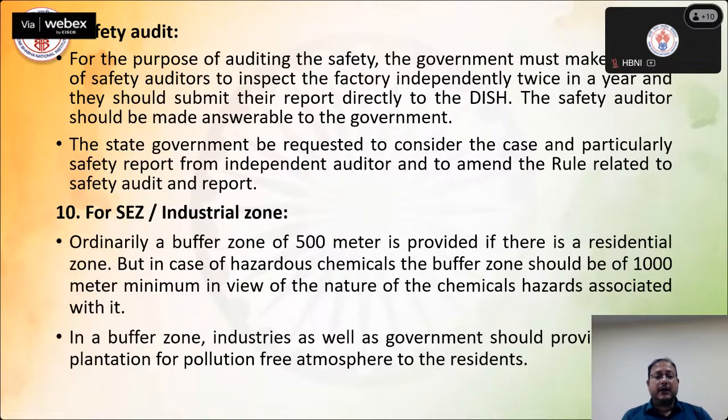Again, in a buffer zone, industries as well as the government should provide proper plantation for a pollution-free atmosphere for the residents. There could be chemicals which are dispersed, and chemicals which could be persistent, so all these parameters come into the picture. We cannot discuss each and every parameter, but on a broader scale, if there are certain types of industrial zones and we know that we are handling hazardous chemicals, a buffer zone should be there so that it is easy for the residents to safeguard their lives in case of any accidental releases or any incident that can impact the environmental conditions.